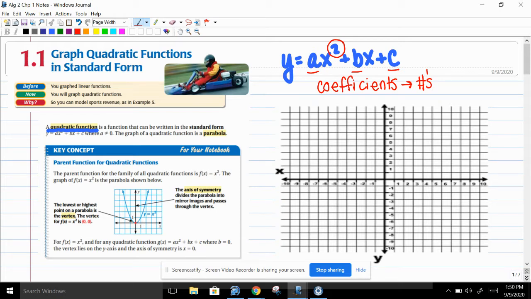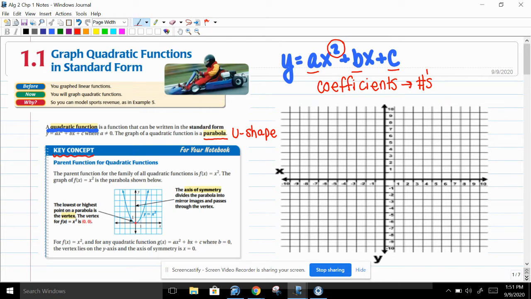The graph of a quadratic function is going to be something we call a parabola. That is a U shape. If it's upside down, it's going to look like an N. A parabola is a U-shaped figure. So getting there to where it says key concept, I'm going to be working in here right now.